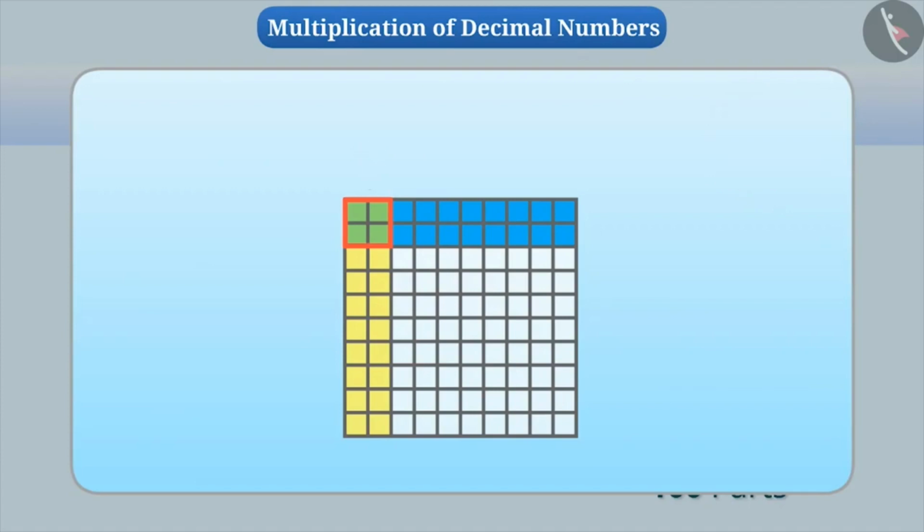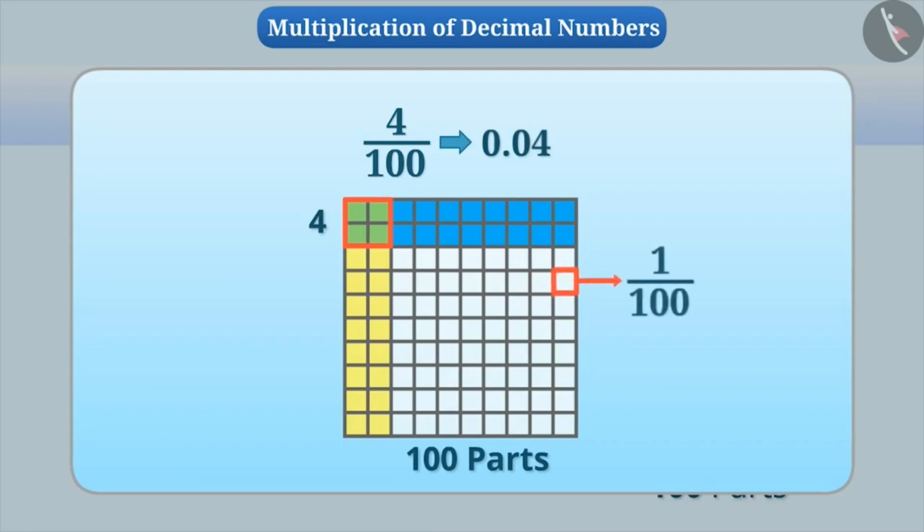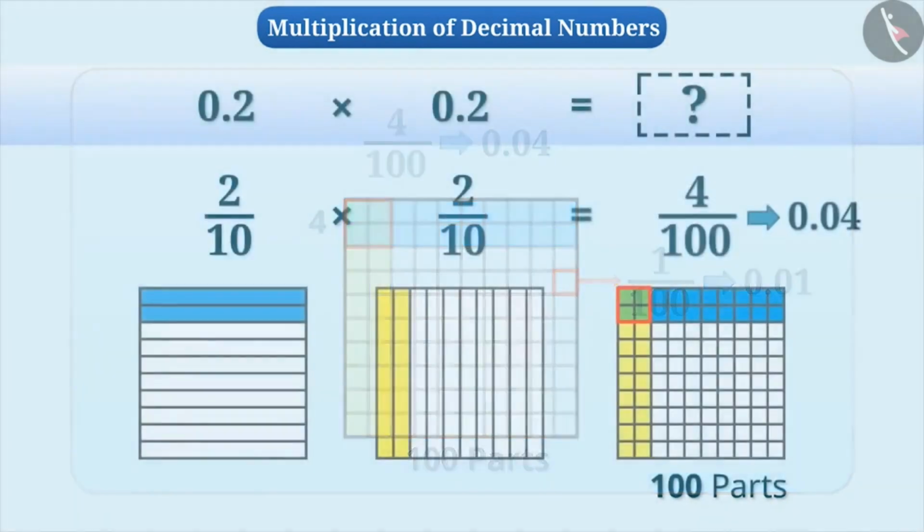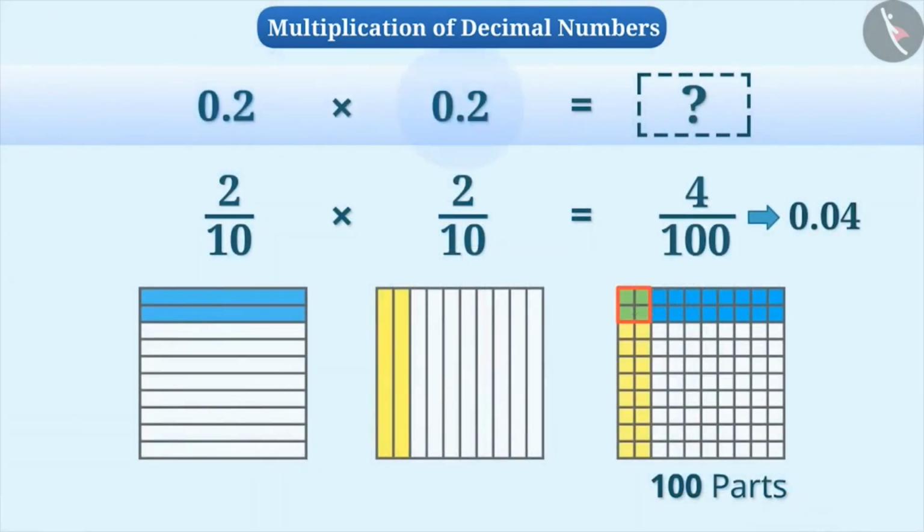Absolutely correct. Here, among both the squares, 4 out of 100 parts are common. This can be written in fraction form as 4 by 100 and in decimal form as 0.04. Because in the given figure, each small square is 1 by 100th part of the square, which is 0.01. Since 4 out of 100 parts are common, we can say that 4 by 100th part or 0.04 parts in total square is common. Therefore, we can say that 0.2 multiplied by 0.2 equals 0.04.